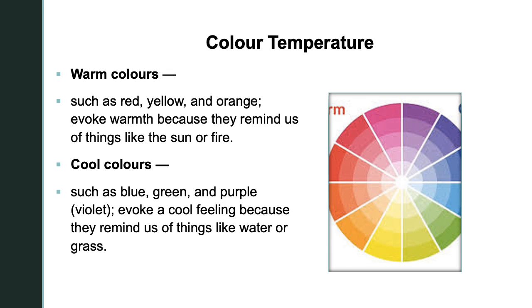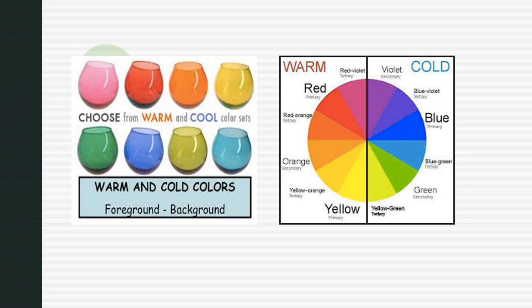What is color temperature? Color temperature refers to the level of warmth contained within a color. Color can be categorized as warm or cool. Warm and cool colors will contrast well with each other. You can see here warm colors such as red, yellow and orange evoke warmth because they remind us of things like sun or fire. And cool colors such as blue, green and purple evoke a cool feeling because they remind us of things like water or grass. These are also examples of warm and cool colors.